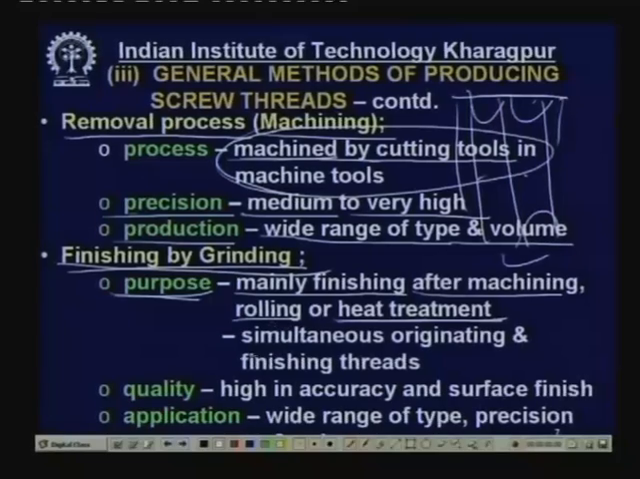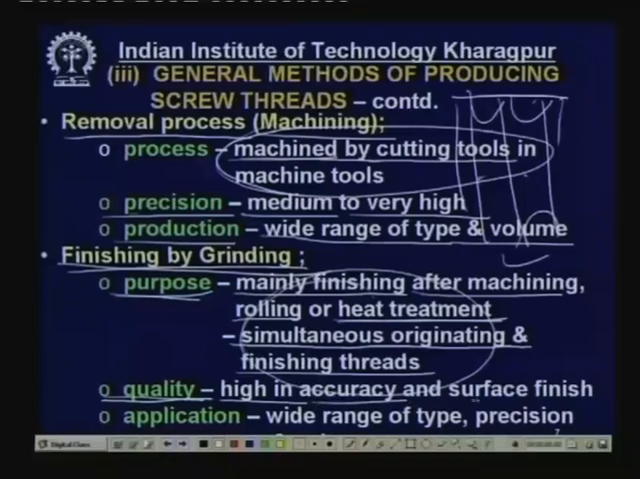But nowadays grinding is a process which is as good as and as productive as machining. So, simultaneously originating the thread and finishing the thread will be done together. So, no machining will be required at all, but this will be applicable generally for small jobs. For heavy jobs like lead screws, machining and finishing can be done simultaneously by grinding. Quality of the thread produced by grinding definitely will be very high in accuracy and surface finish. Application, wide range of type and precision.